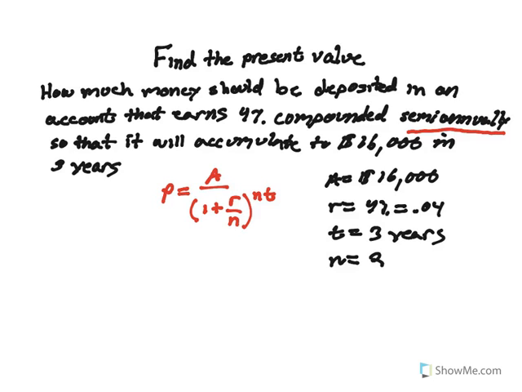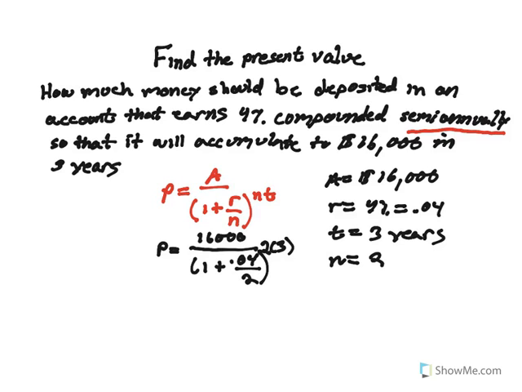Let's substitute and get the value we need. P equals the A, which is 16,000, over 1 plus 0.04 over 2, raised to the 2 times 3. N is 2, multiplied by the time, which is 3 years. Then we just simplify using basic arithmetic.